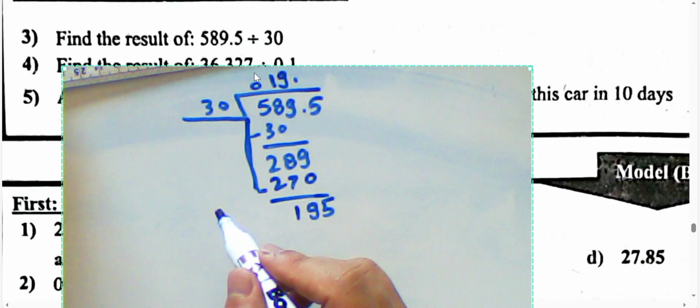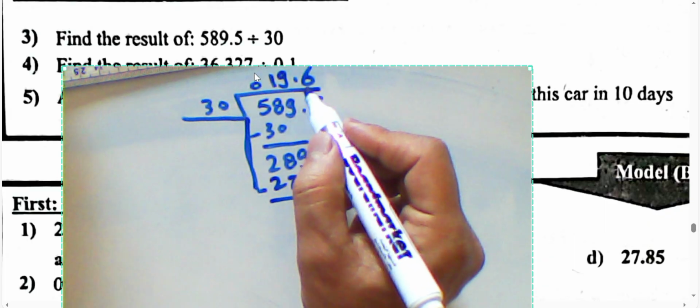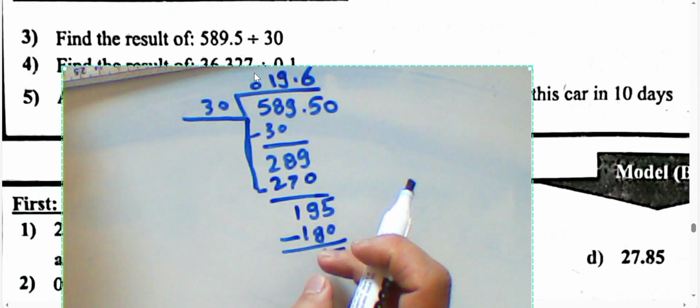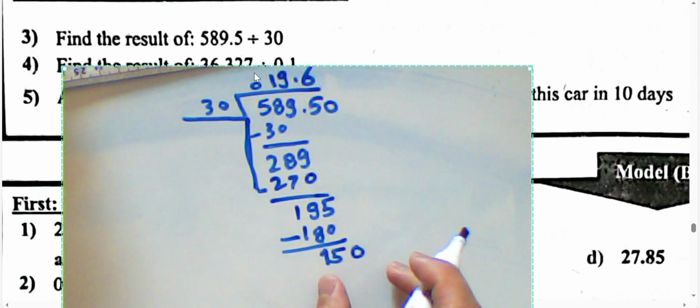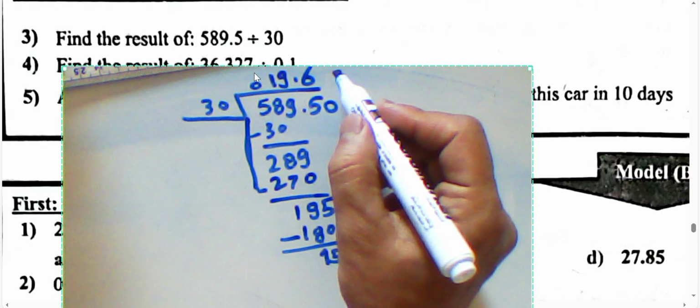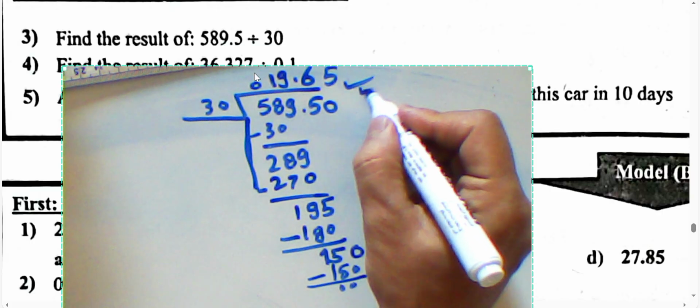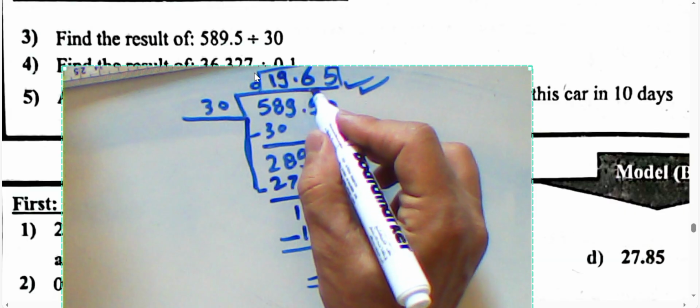195 divided by 30. The next number will be 6. 6 times 30 is 180. Okay, 3 times 6 is 18. Find the difference and then drop the next digit, 0. 9 minus 8 is 1, and then drop 0. 150 divided by 30 will be 5. 3 times 5 is 150. And the quotient will be 19 and 65 hundredths.